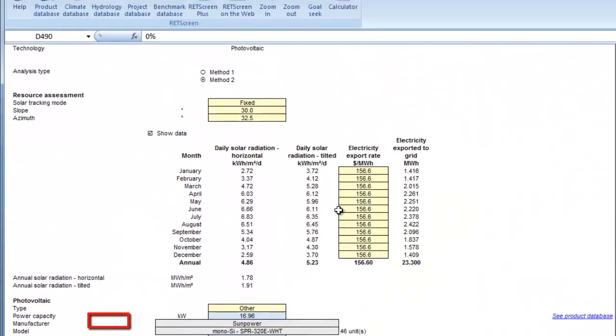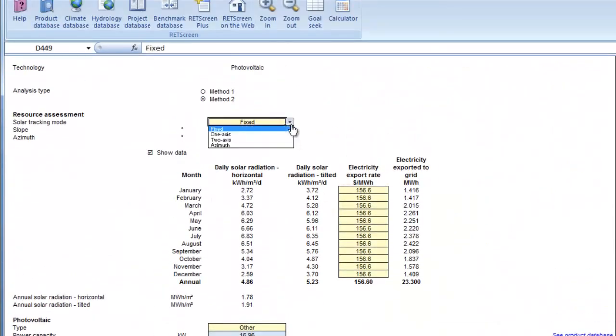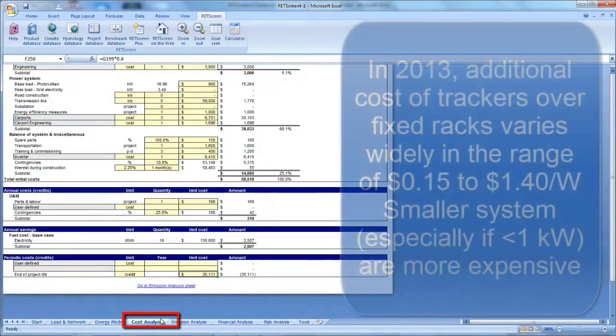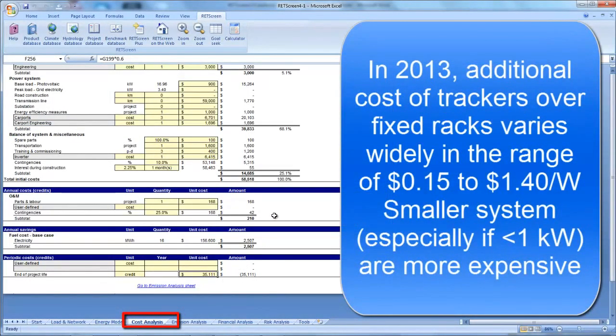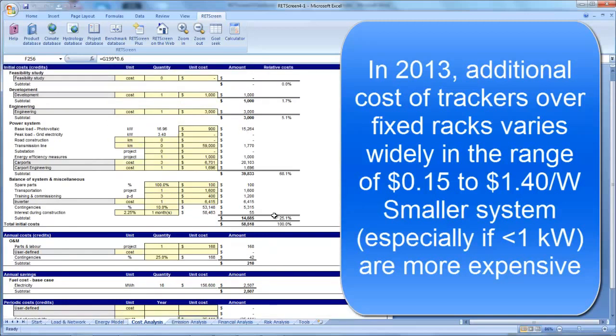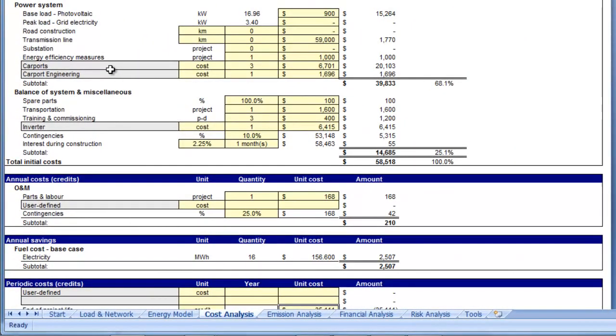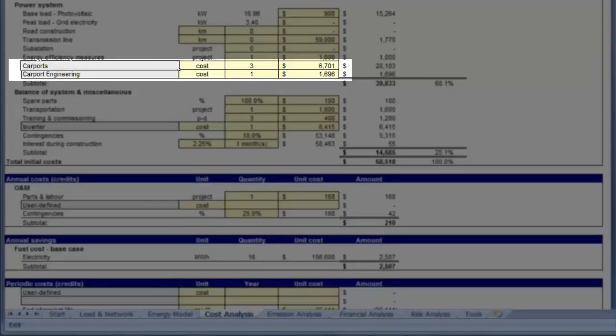In the energy model, we will change the solar tracking mode to 2-axis. The additional cost for dual-axis trackers may vary from about 15 cents per watt to $1.40 per watt. Smaller systems of less than 1 kilowatt tend to see the largest gap between fixed and tracking system cost. In the case of our project, dual-axis trackers are estimated to cost around 16% more than the cost of the fixed structure. Let's rename the cell in the cost analysis titled Carport as dual-axis tracker Carport.